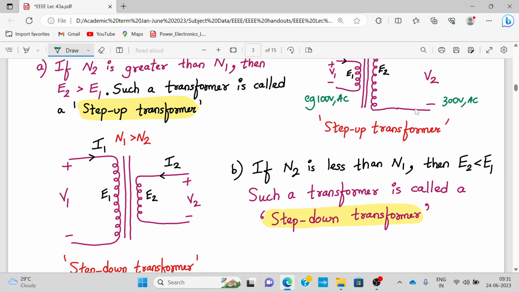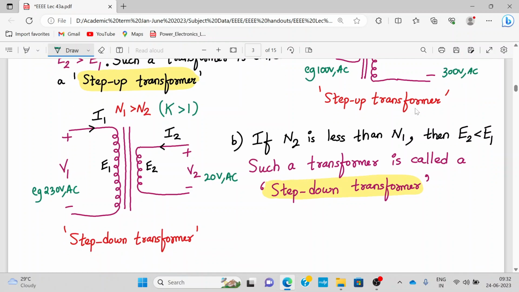That means K is greater than 1. In this case, the transformer ratio K is greater than 1. So whatever the applied input voltage, let's say the input voltage is 230 volts AC, it will step it down to a lower value, let's say around maybe 20 volts AC. So a transformer which steps down the applied AC input to a lower value AC at its secondary is called a step down transformer.